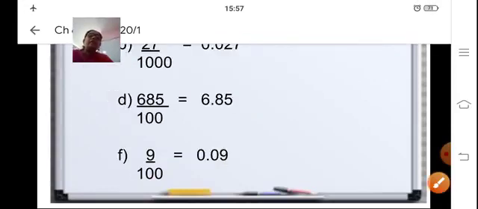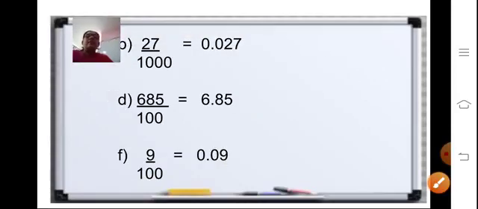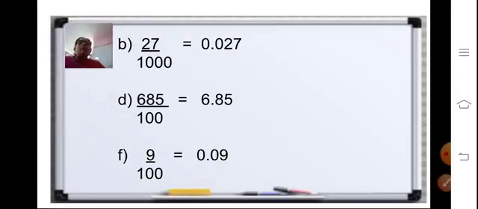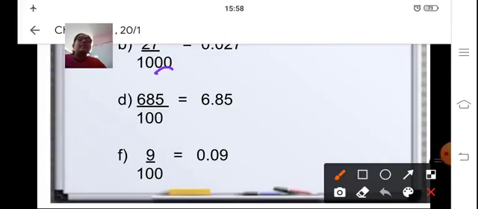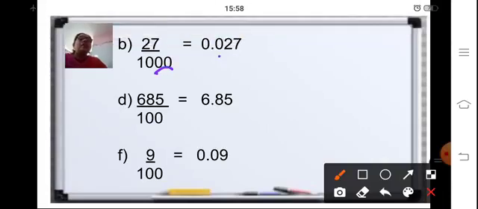Coming to the next sum. Here, the sums you have to copy down. 27 upon 1000 will become, with 3 places in the denominator, while putting the decimal point, 7, 2, and in the third place you don't have any number, so you will add a 0, then a decimal point, and then again 0.